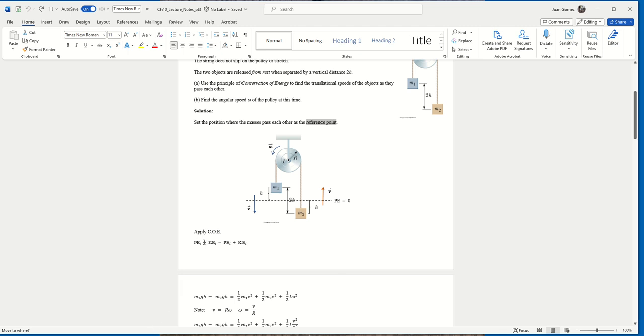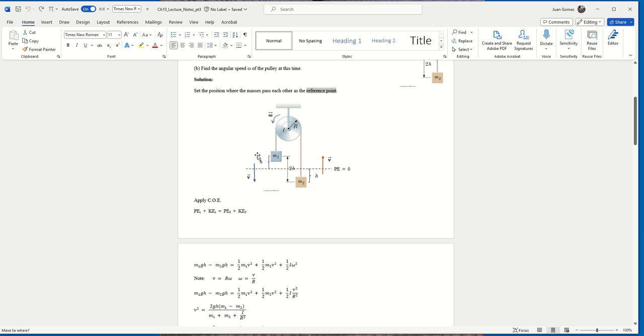Initial potential plus initial kinetic equals final potential plus final kinetic. Remember, I'm setting the point where they pass each other as my reference point. So initially they're separated by a distance of 2h.